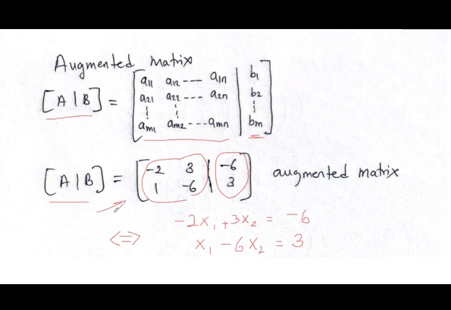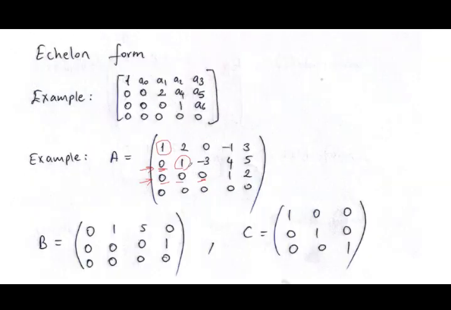Now we should talk about the echelon form, which we will be using in the Gaussian elimination technique in order to get the solution of the system. Here we can see some examples. In the echelon form, as you see in the first example, we have the leading term equal to 1. Below that, in the second row, we should not have any non-zero term, so it must be equal to 0. All the elements below this leading term 1 must be equal to 0.